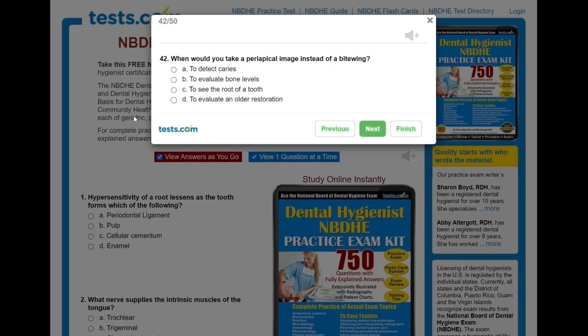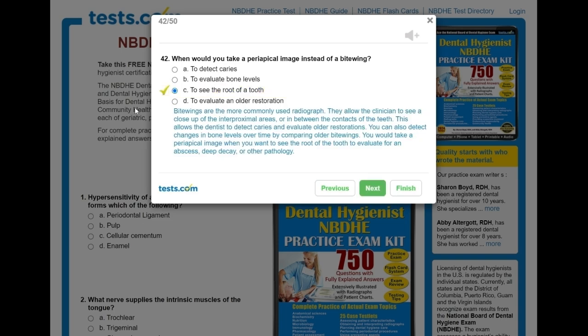Question 42. When would you take a periapical image instead of a bite wing? A. To detect caries. B. To evaluate bone levels. C. To see the root of a tooth. D. To evaluate an older restoration.